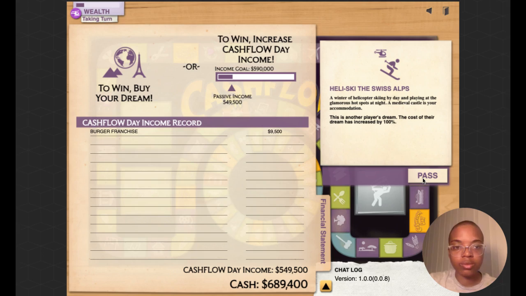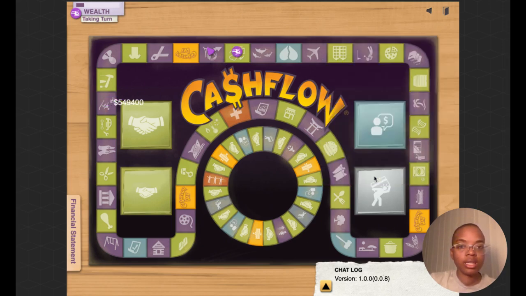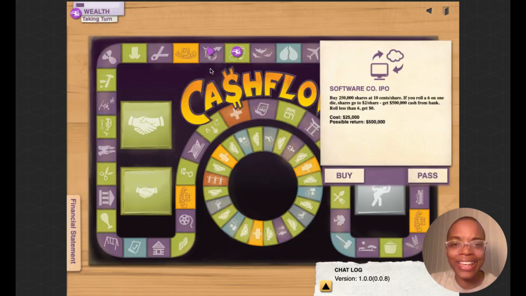So, okay, this is a heli ski, the Swiss Alps. This is another player's dream. So I can't invest in it. But if you see, I'm 1, 2, 3, 4, 5, 6 away from my dream. If I could roll a 6, I just passed mine. This is my dream right here, and I just passed it. I must have rolled a 7.